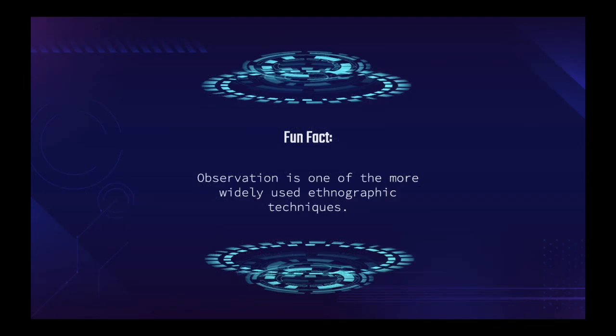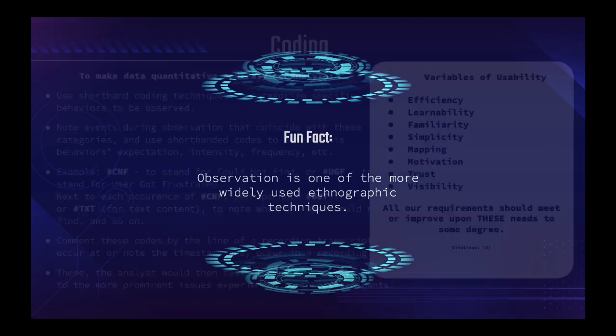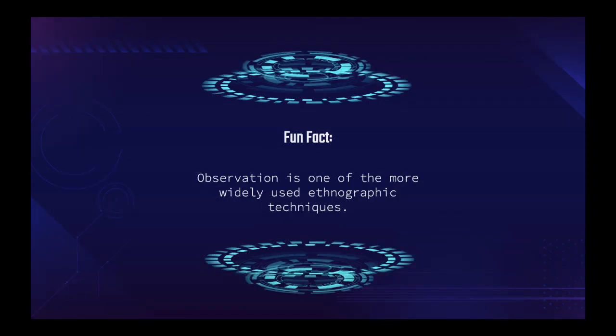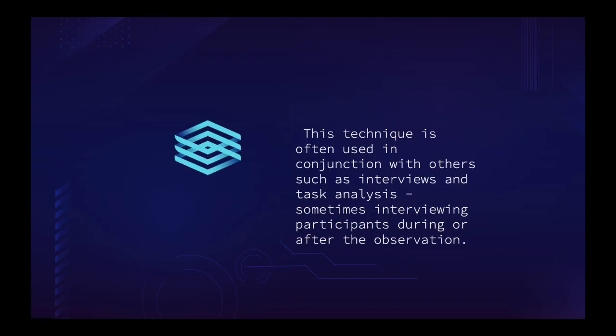Fun fact, observation is one of the more widely used ethnographic techniques. Since observation is already very structured and controlled by the analyst, it is often appropriate and necessary to combine other elicitation techniques, such as task analysis or interviews, during or after the observation. This allows the analyst to gather any remaining internal responses the user may have towards the system that were not exhibited in their visible behavior.